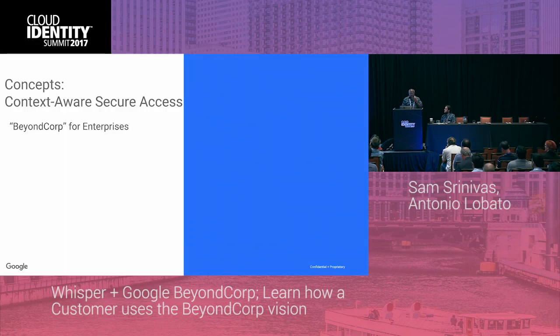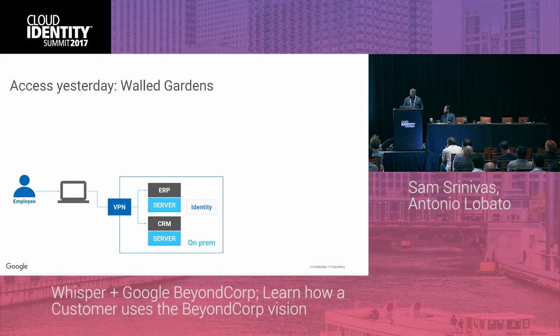So let's jump into it. Again, Context-Aware Secure Access is what we call this, and BeyondCorp was an internal term for how you can use it as an enterprise. Yesterday, or even today, on-premise remote access is often through VPNs, as we're all very familiar with. An employee is virtually transported into the internal network, and the network has some level of controls, maybe able to access various applications, the ERP, CRM, and so on. And everything runs on the on-premise identity system, all of that's on-prem.